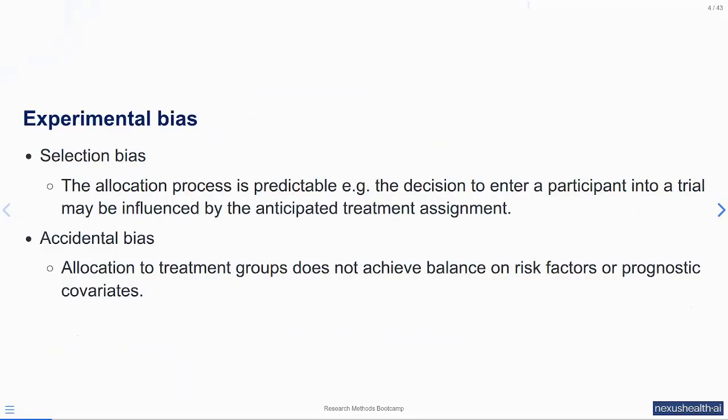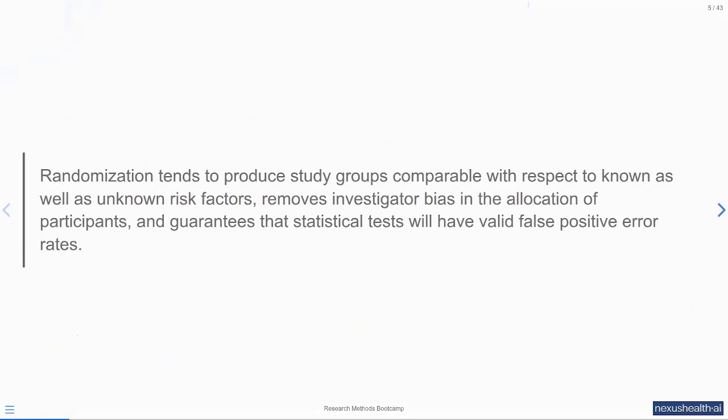Accidental bias arises when allocation to treatment groups does not achieve balance on risk factors or prognostic covariates. Randomization tends to produce study groups that are comparable with respect to known as well as unknown risk factors. And randomization removes investigator bias in the allocation of participants and guarantees that statistical tests will have valid false positive error rates.